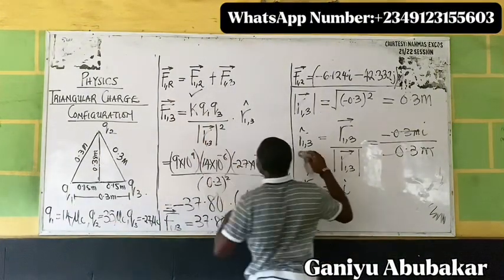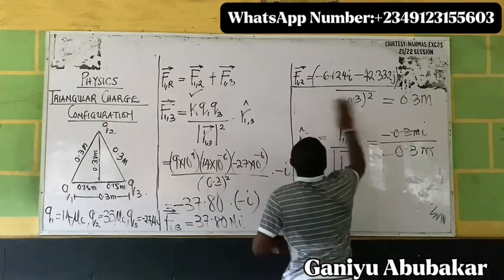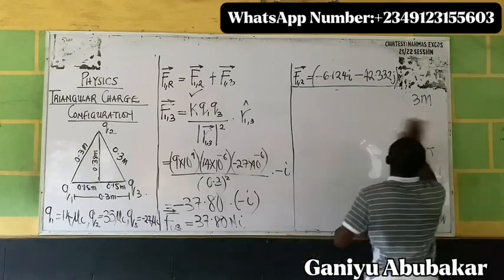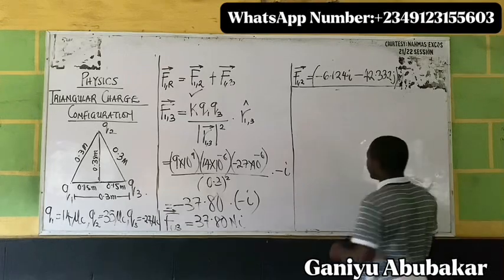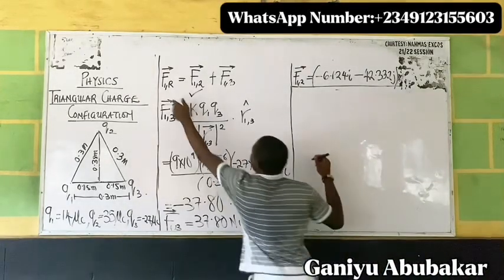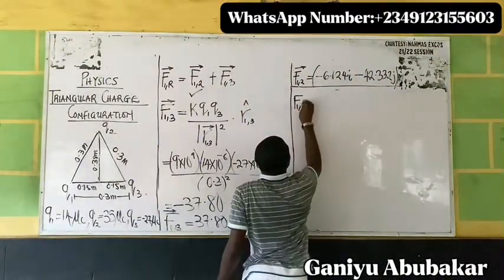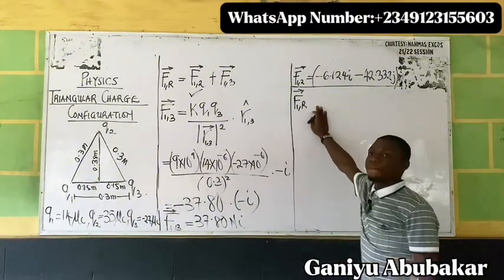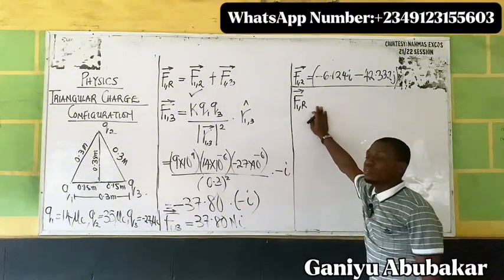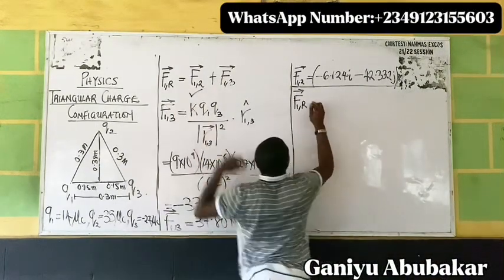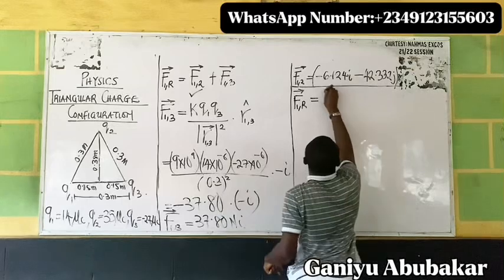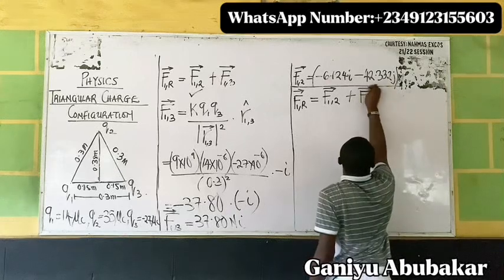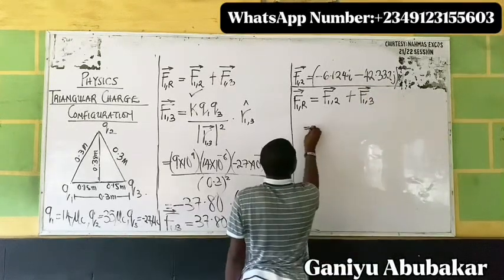Let's get F1 resultant. So F1 resultant, this one here, is equal to F12 plus F13. This is now equal to, F12 is what there?